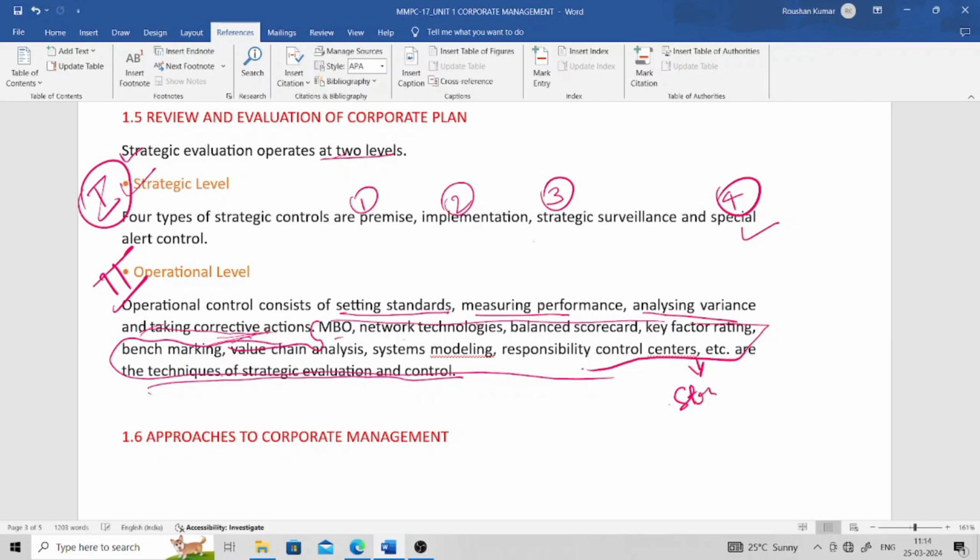So here I'm writing, okay, strategic evaluation and control. Okay.